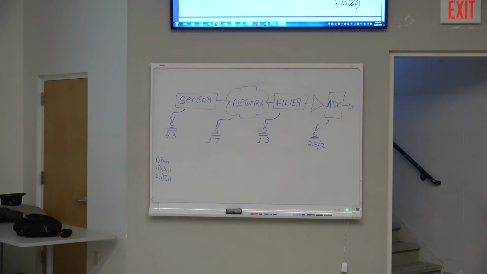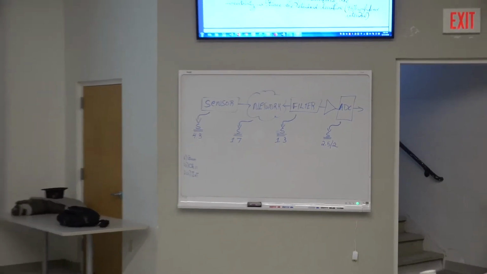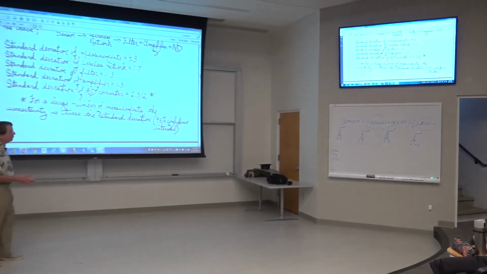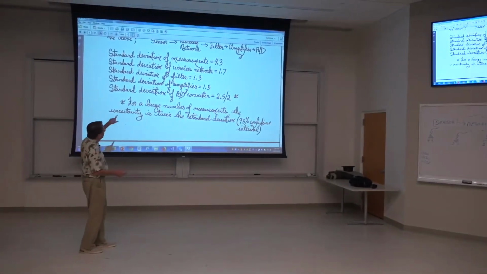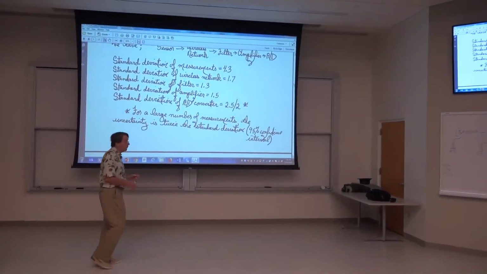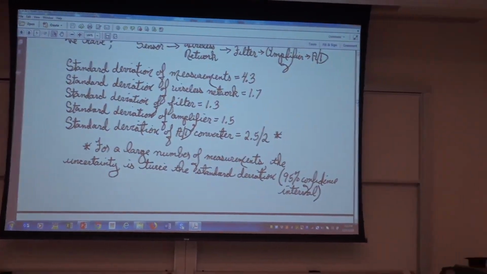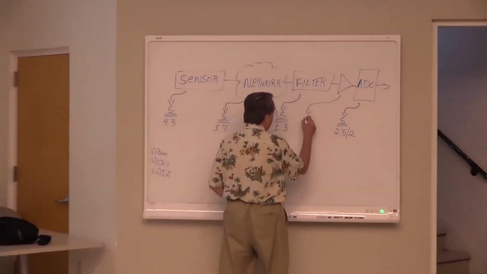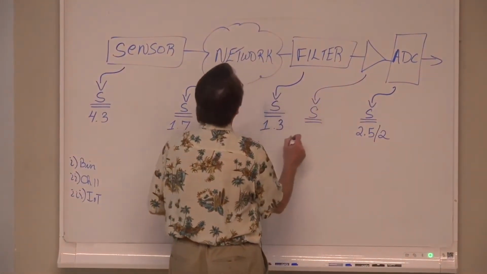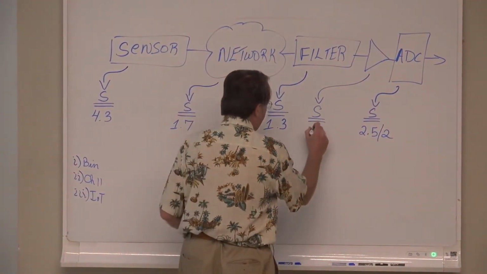So I'm looking at the screen. Did I miss a number? 1, 2, 3, 4, 5. 1, 2, 3, 4. I forgot the standard deviation for the amplifier. Forgive me. The amplifier, it was in the problem. I didn't read it. The S for the amplifier is 1.5.